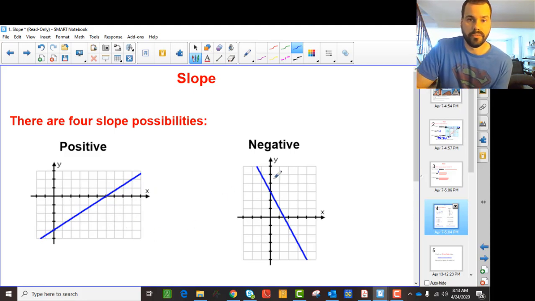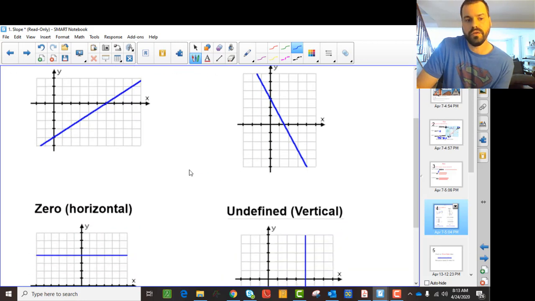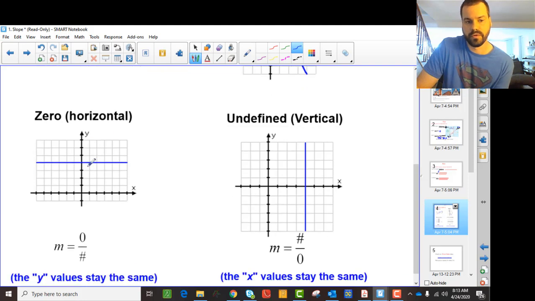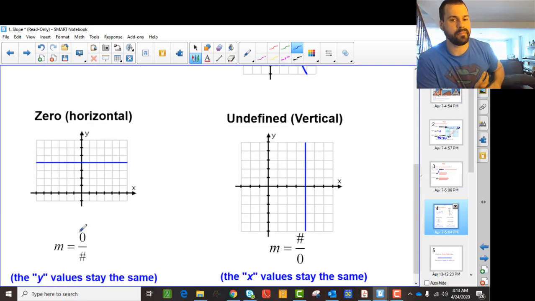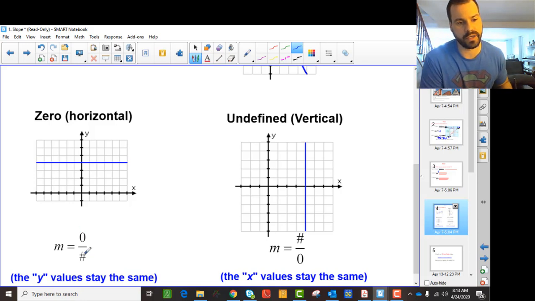You could have a negative slope. And all that means is that it's going to fall to the right. It's going to go down to the right, meaning that as x gets bigger, y gets smaller. All right? You can have a horizontal slope. And when you have a horizontal slope, what's going to happen is you're going to have a 0 divided by a number. In other words, the y values don't change. Okay, and 0 divided by a number is then just 0. So you can have a 0 slope.